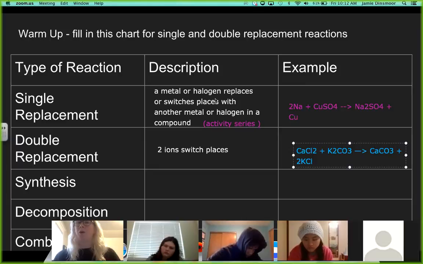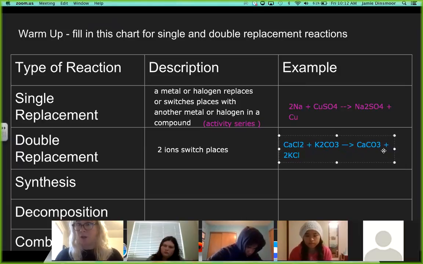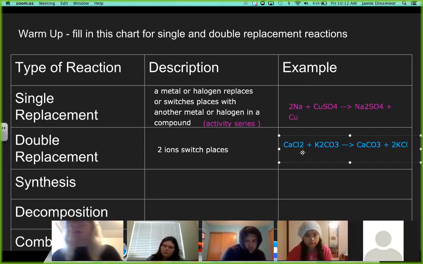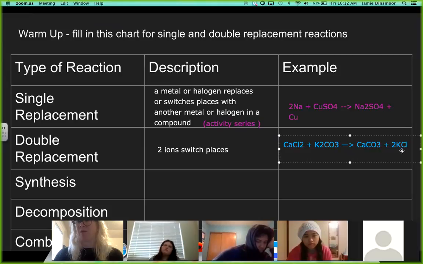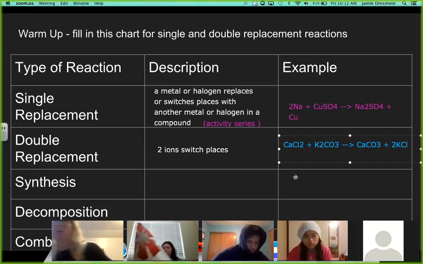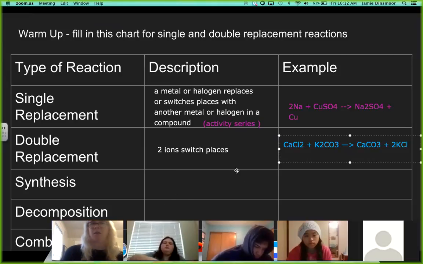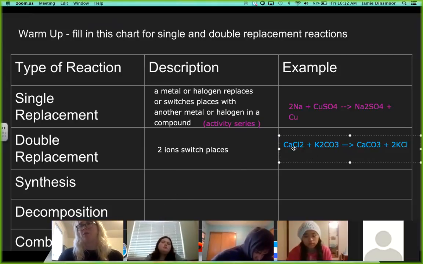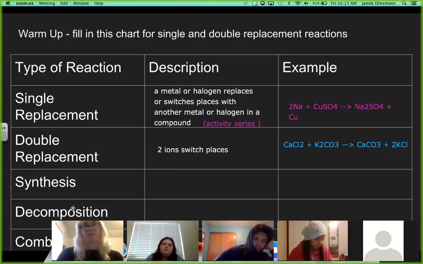Okay, so here's an example of a double replacement reaction that we talked about last week, where we have calcium chloride and potassium carbonate. The calcium and the potassium switch places so that we get calcium carbonate and potassium chloride in the end. So when you're looking at an equation, you should be able to say, okay, those two things switched places, and that's how you would know that had happened. Versus the single replacement, where something by itself is switching places.